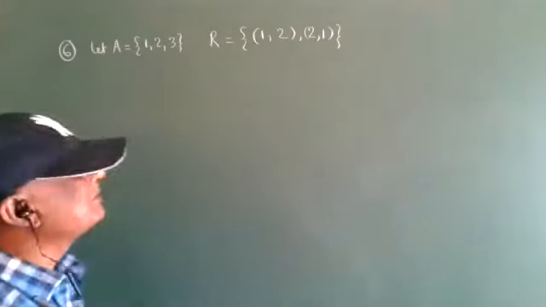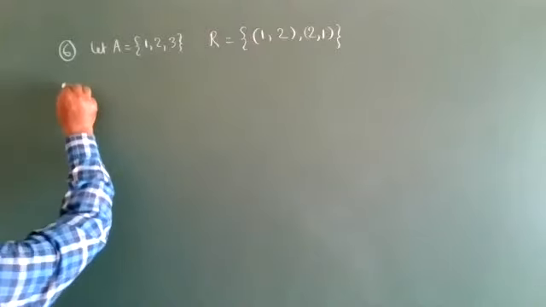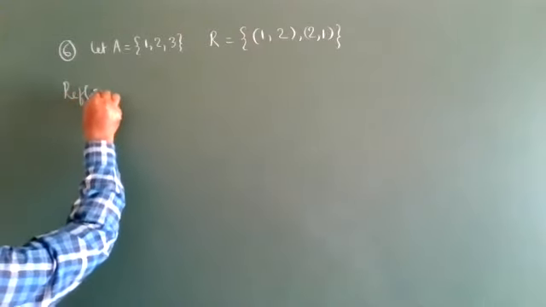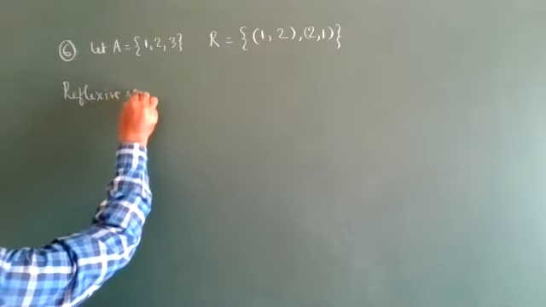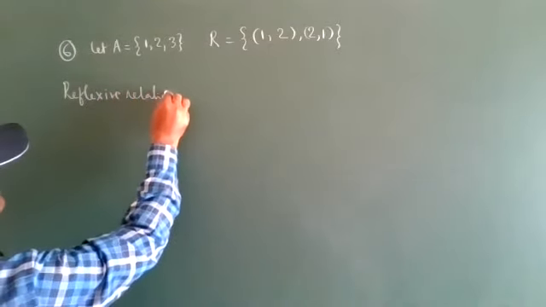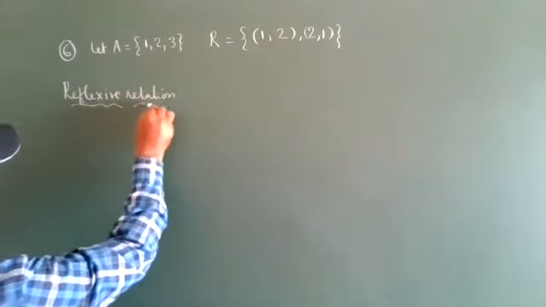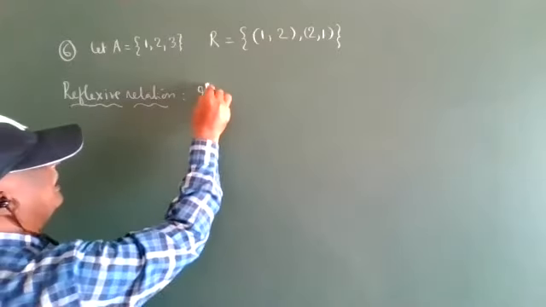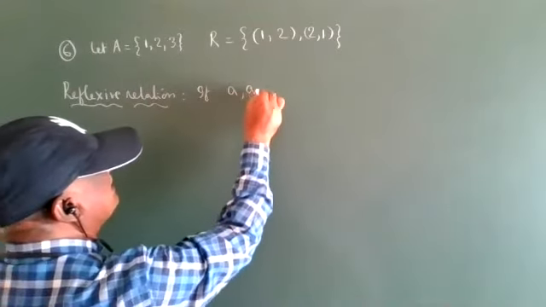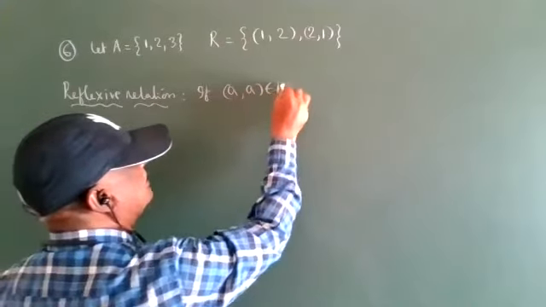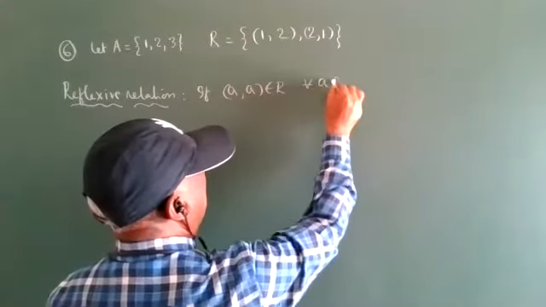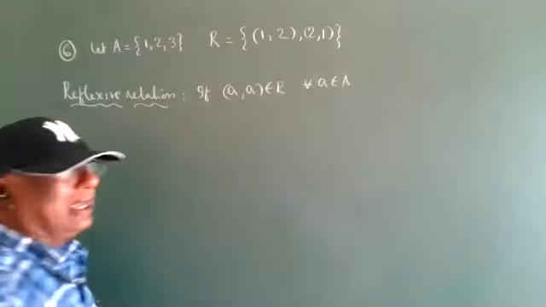Right. Everyone observe reflexive. Write down: reflexive relation. A relation is reflexive if for every element a belonging to the set A, the pair (a, a) belongs to the relation.